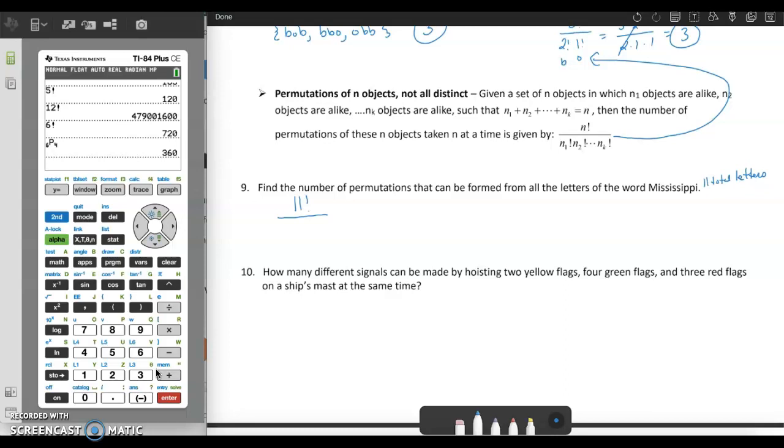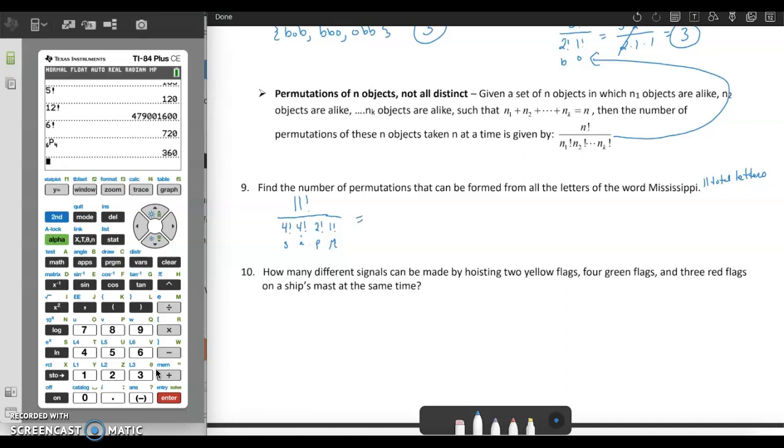And then on the bottom, I have to multiply together all the factorials for the different objects. So if we look at this, I'm going to start with the s's. There are 4 s's, which means we have to do a 4 factorial on the bottom for those. There are also 4 i's, so we need another 4 factorial on the bottom for those. There are 2 p's, so I need a 2 factorial down there for those. And there is 1 m, so we need a 1 factorial for that.